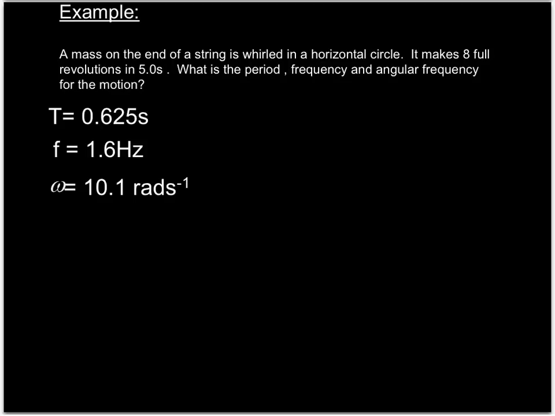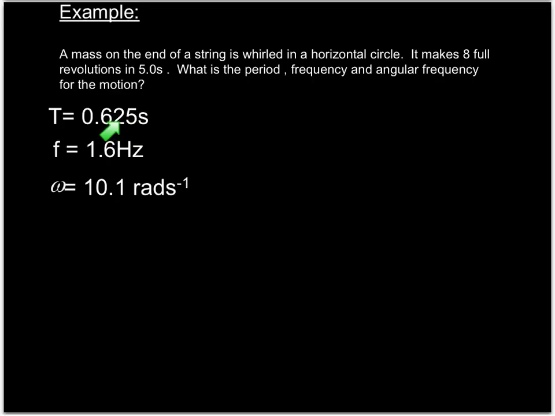So here's an example you can try and solve using that equation. A mass on the end of a string is whirled in a horizontal circle. It makes 8 full revolutions in 5 seconds. What is the period, frequency and angular frequency for the motion? Well, simply taking 5 seconds and dividing it by 8, you get 0.625 seconds for the period, the time for one revolution.